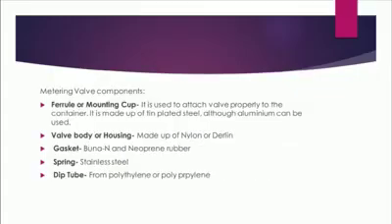Metering valve components are ferrule or mounting cup. It is used to attach valve properly to the container. It is made up of tin-plated steel, although aluminum can also be used. Valve body or housing. It is made up of nylon or Delrin. Gasket. It is made up of Buna and neoprene rubber. Spring. It is made up of stainless steel. Dip tube is made up of polythene or polypropylene.